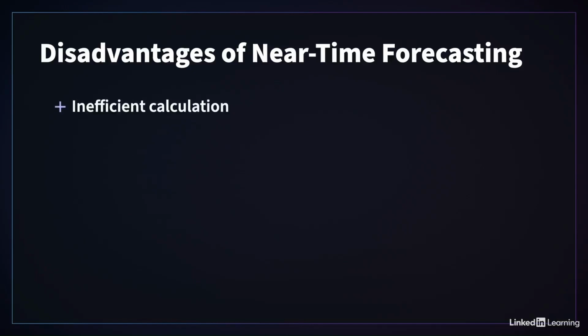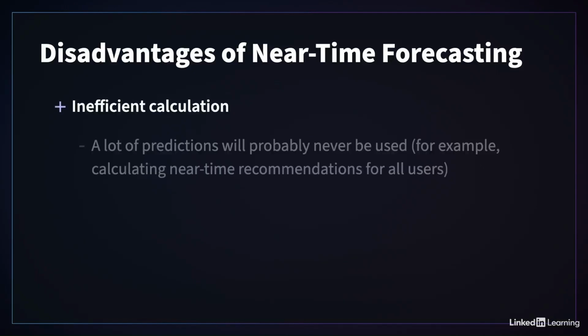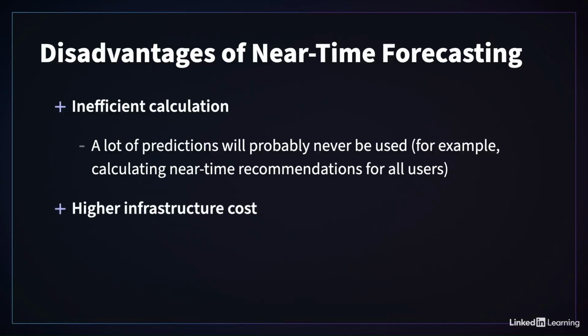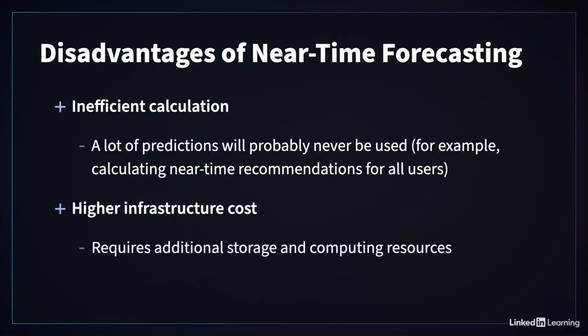One issue is the potential for inefficient calculations. In some cases, a lot of the predictions generated may never be used, such as calculating near-time recommendations for all users on a platform when only a subset of these users are active. This inefficiency is similar to batch forecasting, but it occurs even more frequently.